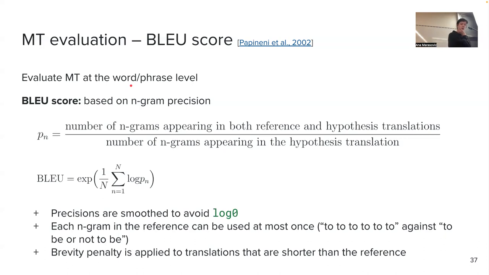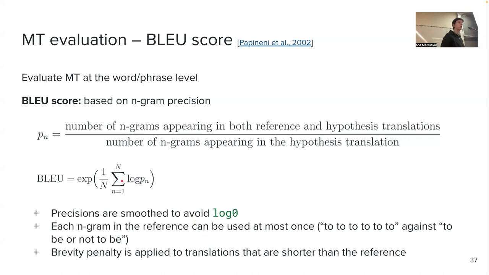There are some caveats. First of all, you don't want to have a logarithm of zero. So you are going to smooth these precisions, adding a little bit of value to never have a logarithm of zero. You also disallow an n-gram in the human reference translation from being used more than once. So if you have a generation which is rubbish, "to to to to to," where we just repeat "to," then when computing p_1, we don't want to count that "to" appeared in "to be or not to be" multiple times. Rather, we want to say it appeared twice at most. We don't want to reward just repeating one unigram.